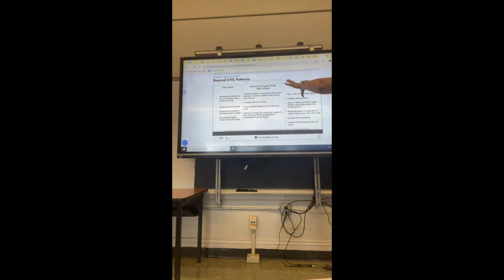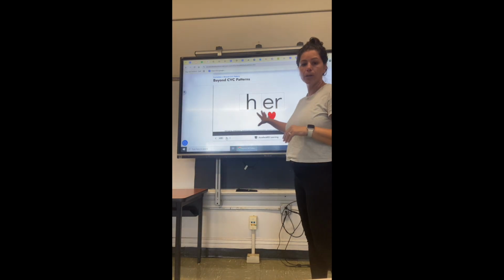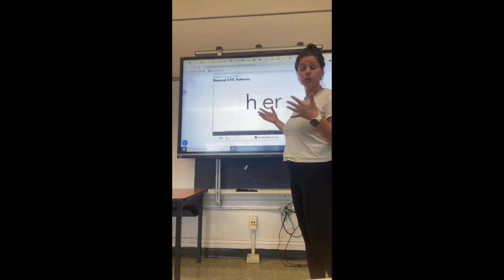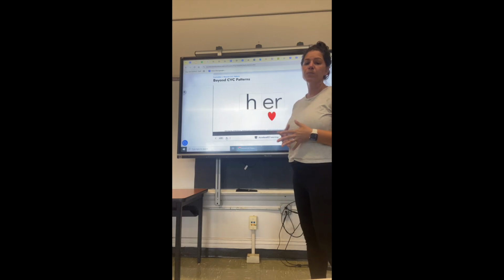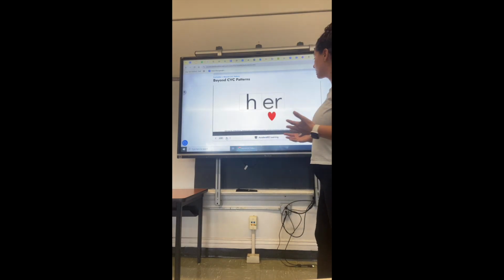And now we have our different types of part words: flash, temporarily irregular, and truly irregular, which is only about 4% of words. Here, this word is temporarily irregular because once your students have been taught that ER says er, it's no longer a part word. It will become a flash word.